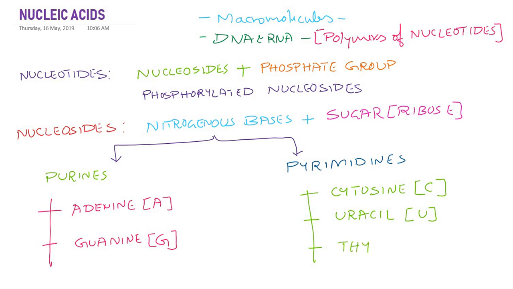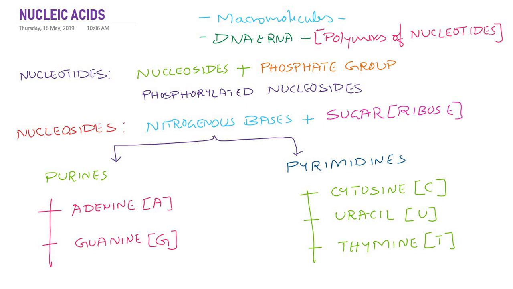So don't confuse thiamine with thymine. Thiamine is a water-soluble vitamin, whereas thymine is a pyrimidine nitrogenous base. The one letter abbreviation is T. So these are the nitrogenous bases. So nucleosides are made up of nitrogenous bases, purines and pyrimidines, in combination with ribose, a pentose. So this is the basic introduction about nucleic acid.